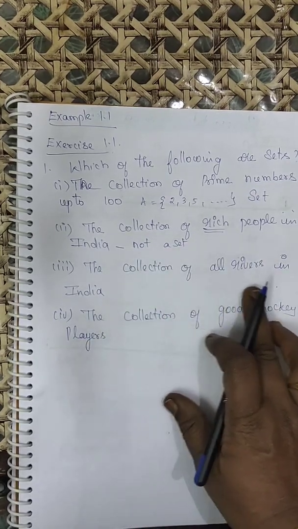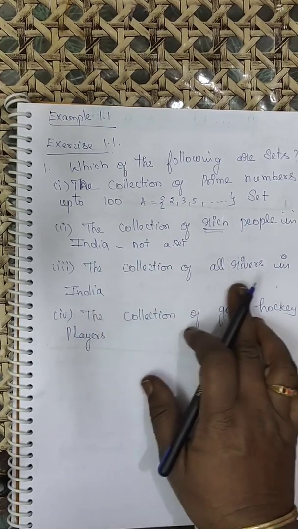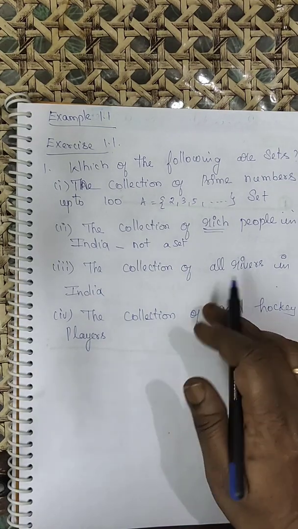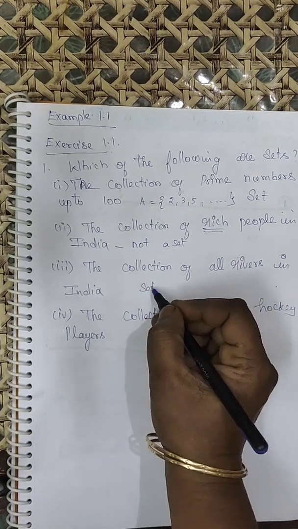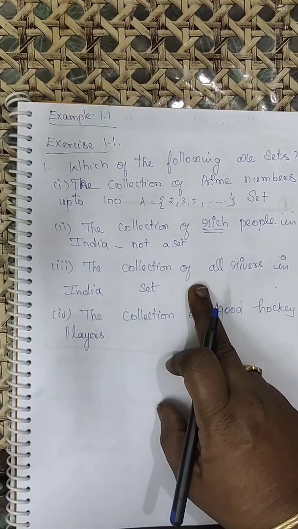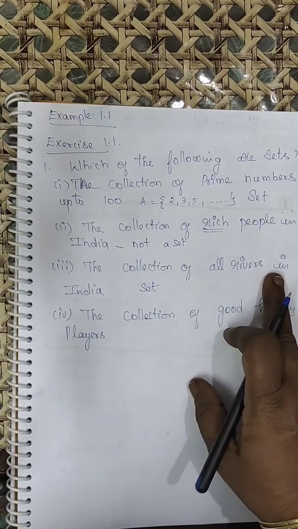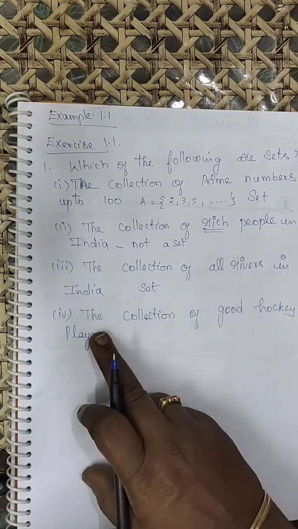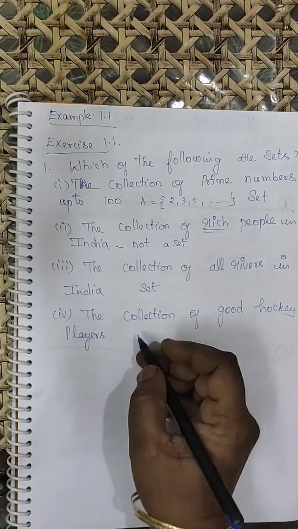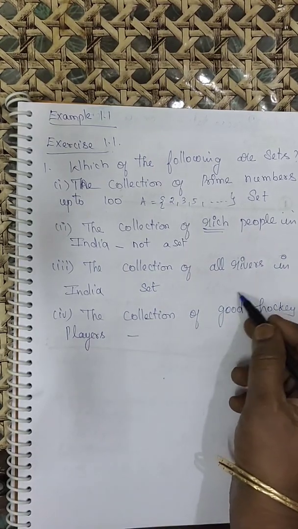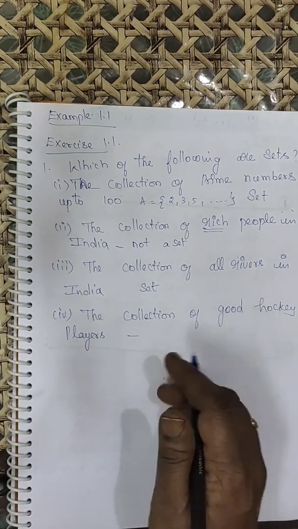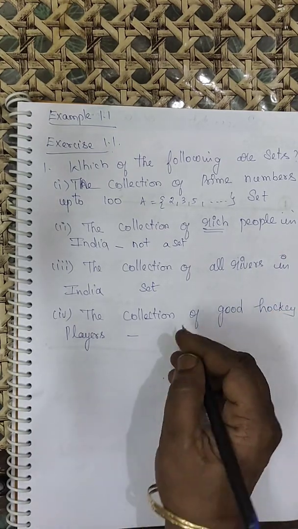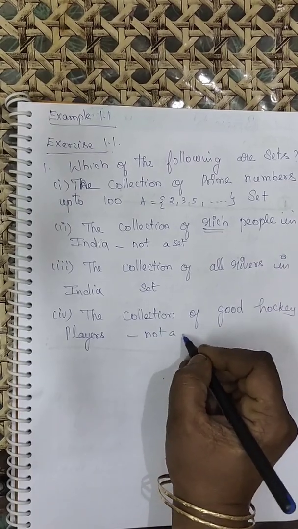The collection of all rivers in India. Yes, we can collect all the names of rivers in India. It is possible. So, it is a set. Now, if the question is the collection of good rivers in India, we cannot say that it is a set. Understand? Okay. The collection of good hockey players. This is also not defined, because the definition of good may differ from one person to another person. So, it is not a set.